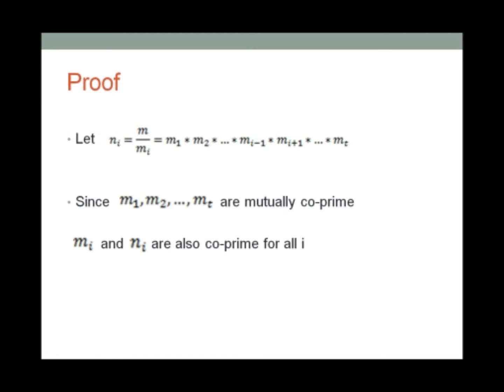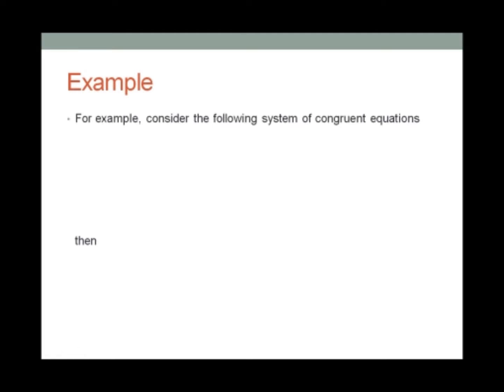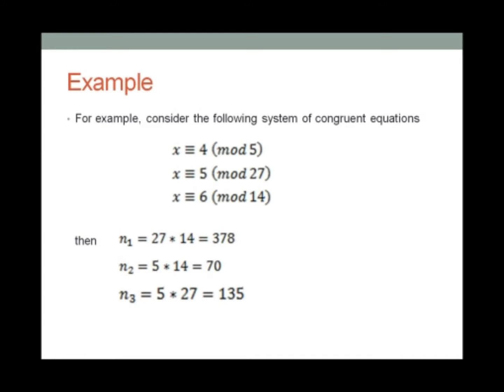And since M1, M2 up to Mt are mutually co-prime, therefore Mi and Ni are co-prime for all i. Let's take a look at the following example. We found N1 to be 378, N2 to be 70, N3 to be 135.